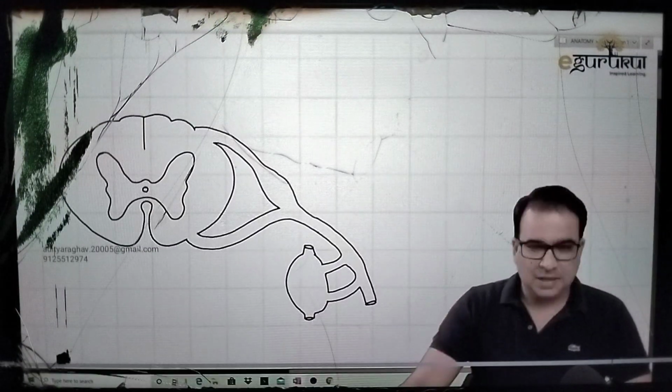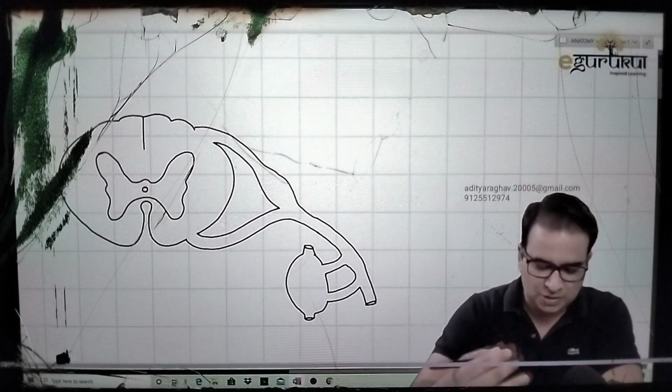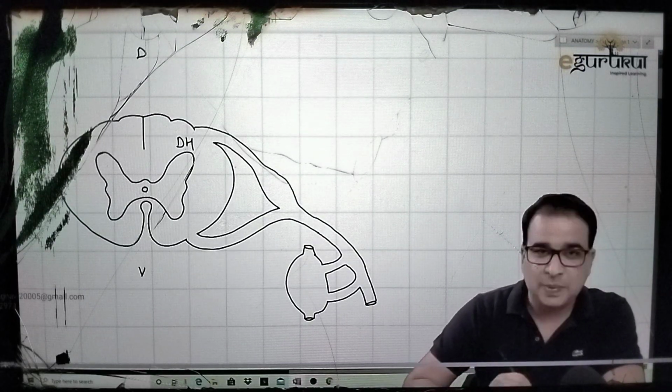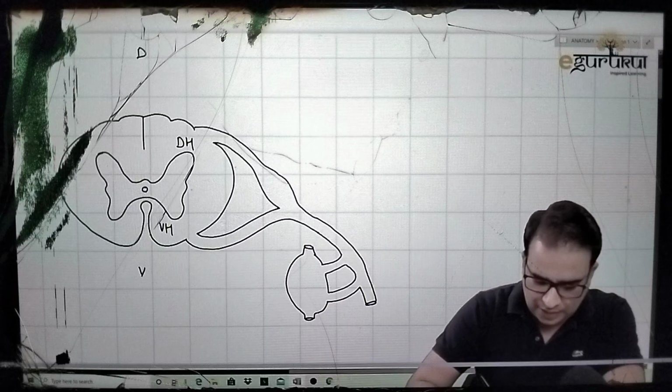So what you're looking at right now is the transverse section of a spinal cord. Obviously, there's a dorsal and the ventral can be seen on this side. That's the dorsal here. This is the ventral. So you can appreciate this dorsal horn of the spinal cord. This here is the ventral horn. And here we have the lateral horn.